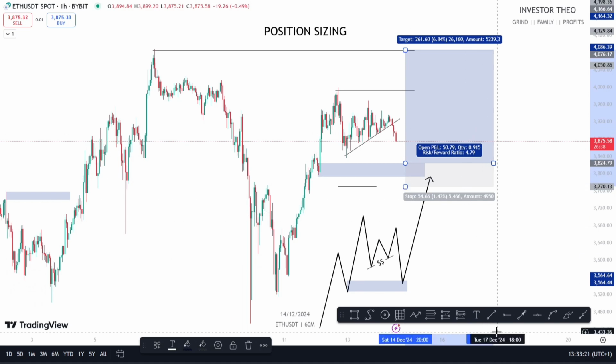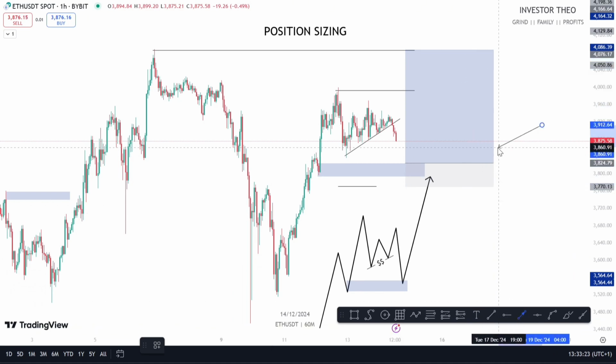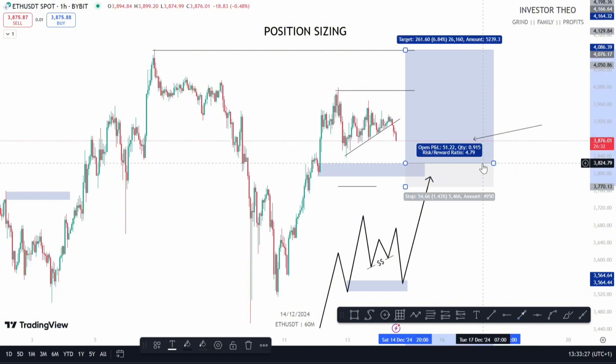So yeah, this is the quantity over here. This quantity is actually going off because I'm clicking on it. So let me draw this arrow there before I click on it and show you. So this quantity is 0.915. All I have to do is go to my Bybit account and put 0.915 in the quantity column. All right. I think I'll do this.